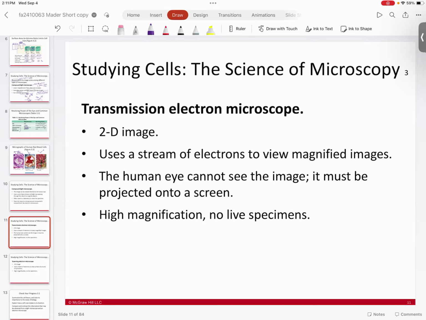It's very high magnification, but the unfortunate downside of electron microscopy is the sample is dead. So you can't get a live specimen. You can see living things under light microscopy. You can see them swimming around in there. It's really cool. You cannot with electron microscopy. It's all dead. So if you're looking for an active process, you're going to have to do something else.